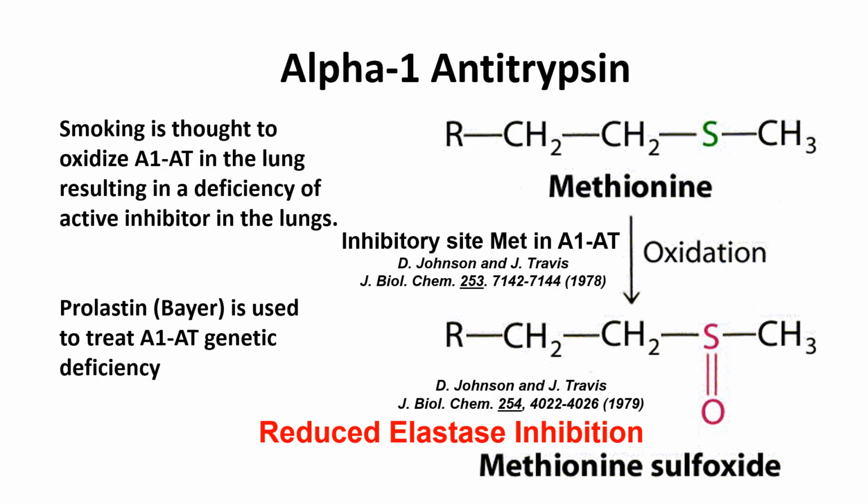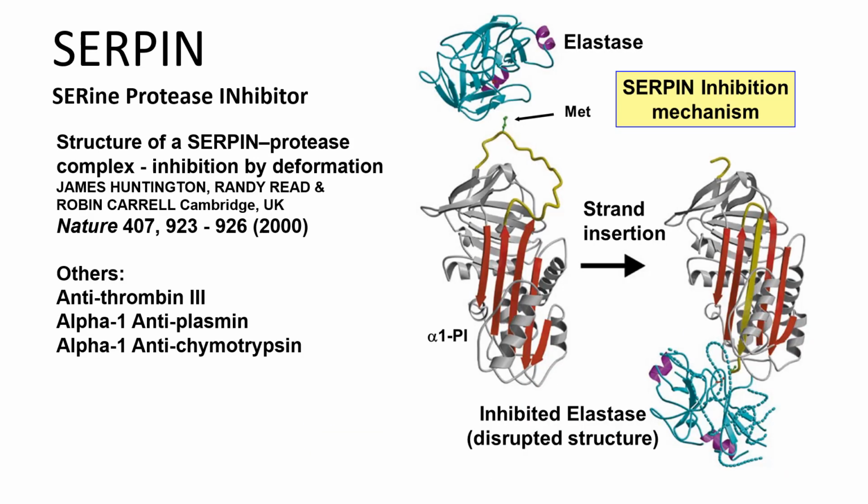So if you oxidize that methionine, it has one oxygen on it, and that oxygen reduces the ability of the alpha-1 antitrypsin to inhibit elastase. It doesn't fit in the binding pocket quite as well, and that's called methionine sulfoxide. And I discovered the presence of methionine in alpha-1 antitrypsin, and I discovered that oxidation effect.